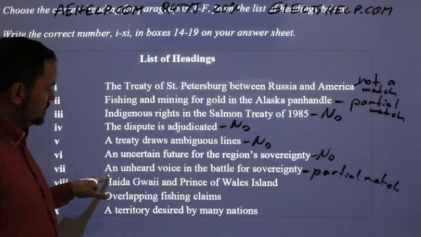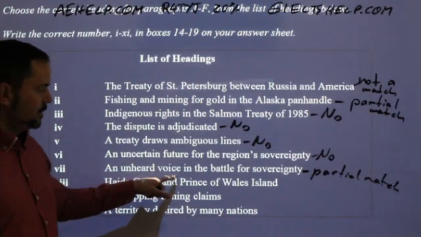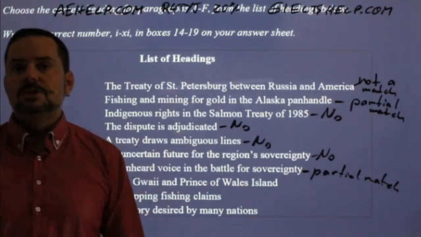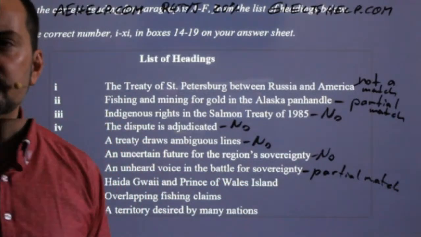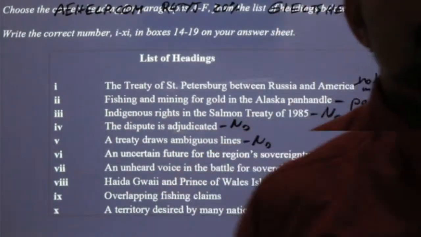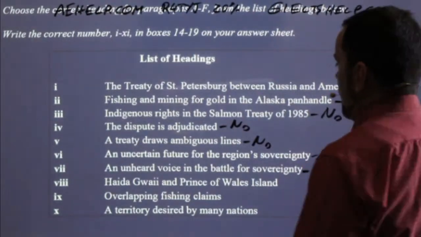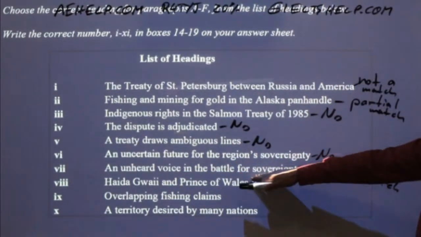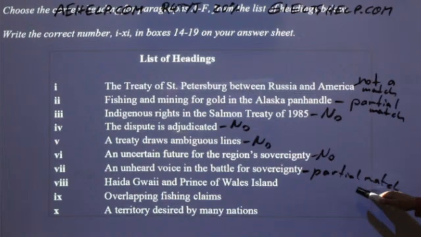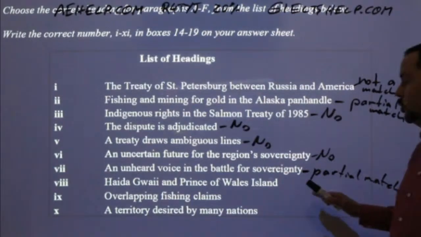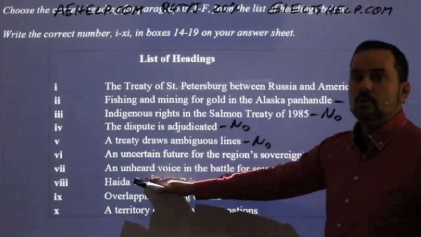Bonus question, what's the partial match here? An unheard voice in the battle for sovereignty. What was the partial match in this case? Okay, so let's see how many of you are really paying attention and actively reading here. What was the partial match for unheard voice in the battle for sovereignty? Who is the unheard voice?